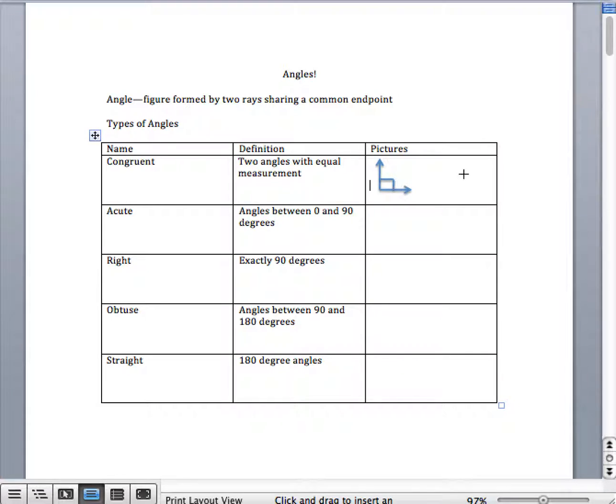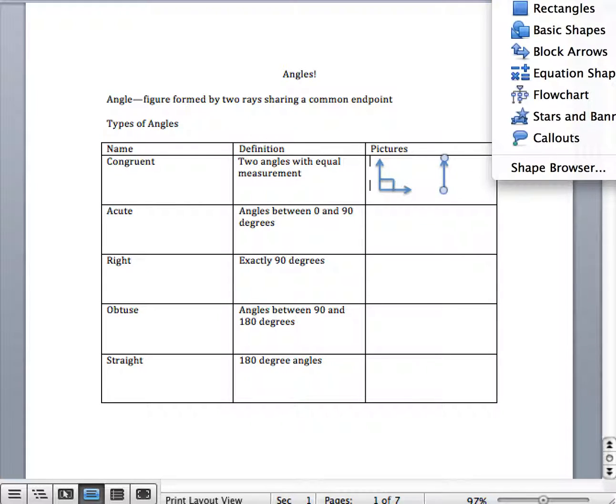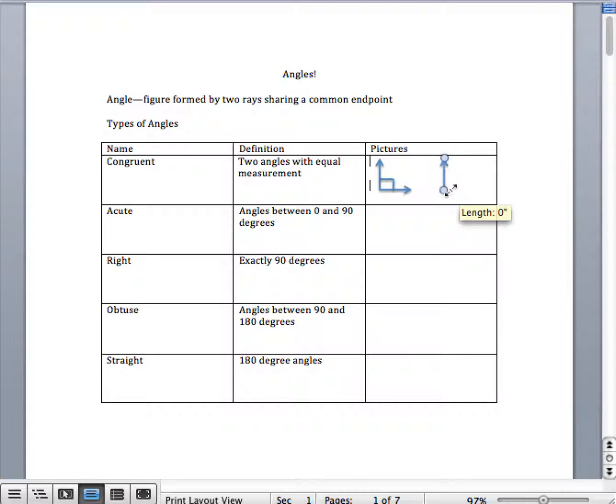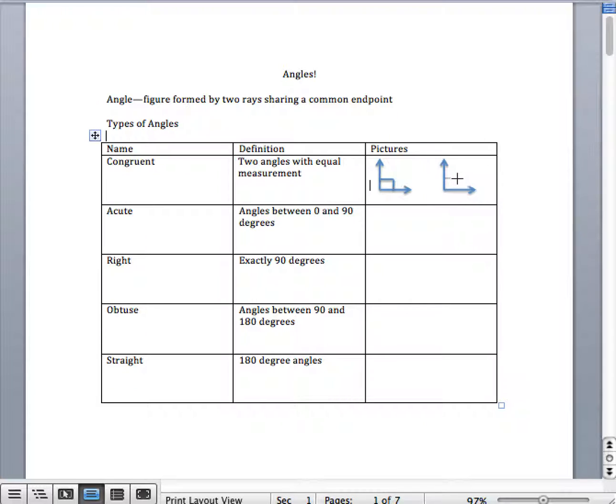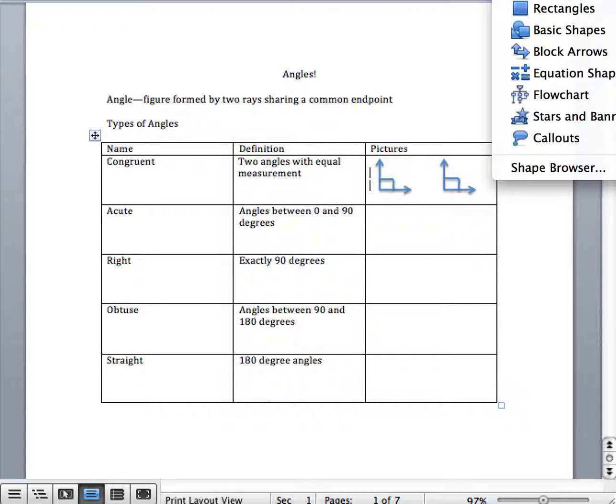If we were to have 2 angles that are congruent, we would just draw in a second angle that was 90 degrees. And this one could be bigger than this one or smaller, but if they're both 90 degrees, they're considered congruent angles. And we're going to indicate that with our box just so we know that they're the same. Great. So now that we have a good understanding about that, acute angles are angles between 0 and 90 degrees.